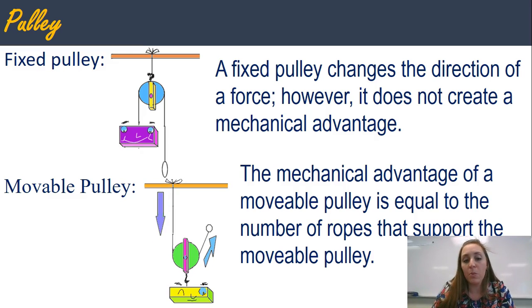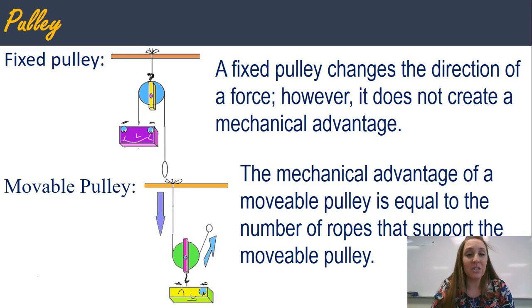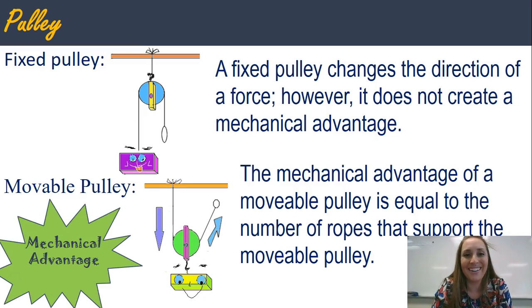Versus a movable pulley. Once you have a movable pulley, you can have a multiple pulley system. However many pulleys you have, that's whatever mechanical advantage you're going to have. So if you have two pulleys, your mechanical advantage is 2. So you're going to have to put in half the force of whatever the weight of the object is. So that's your mechanical advantage.